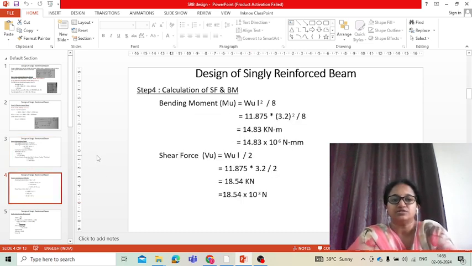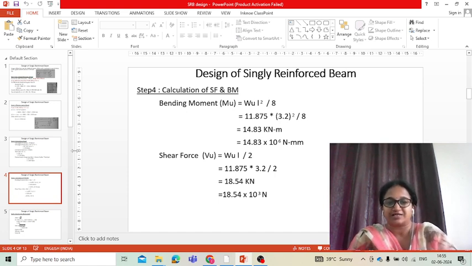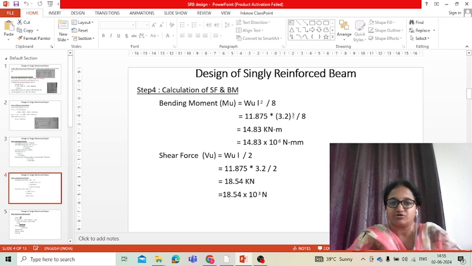Now coming to step 4, after calculation of loads, we have to go for the calculation of shear force and bending moment. The bending moment is WL square by 8 for simply supported. I have substituted all the values here and I got the bending moment. Now coming to the shear force, the shear force formula is WL by 2. I have substituted the values and I got the shear force here.